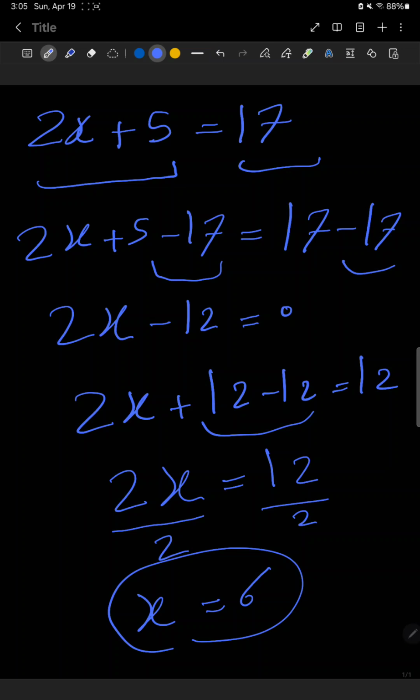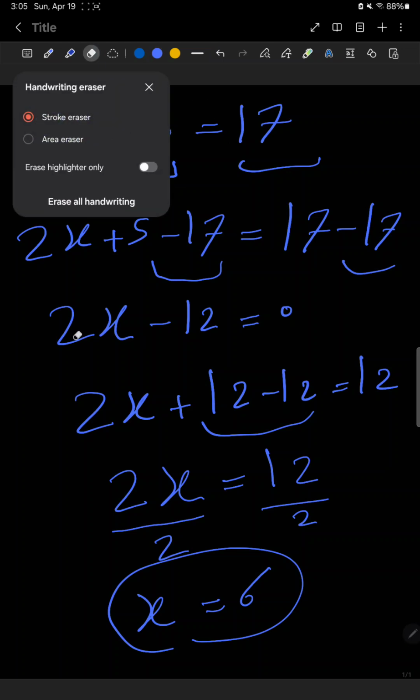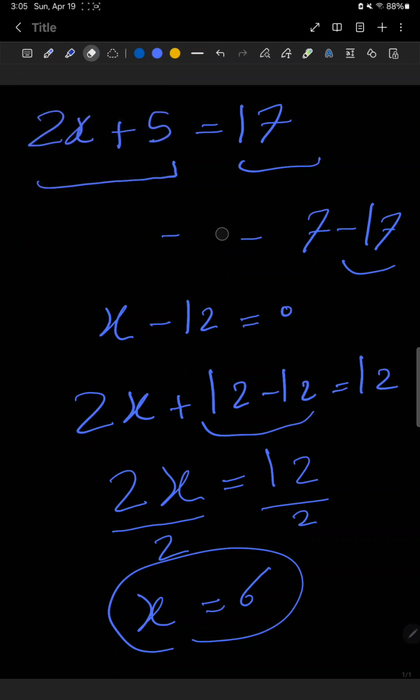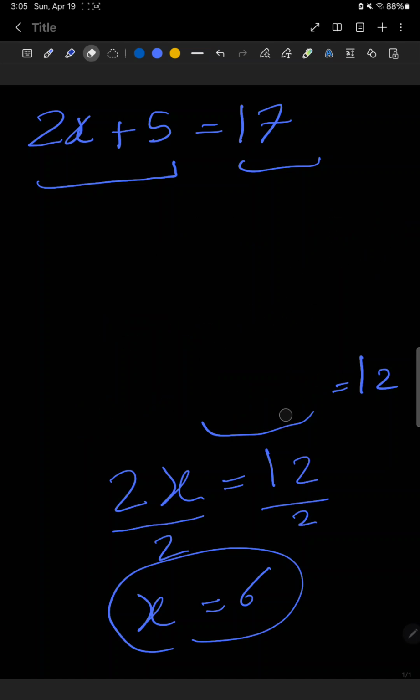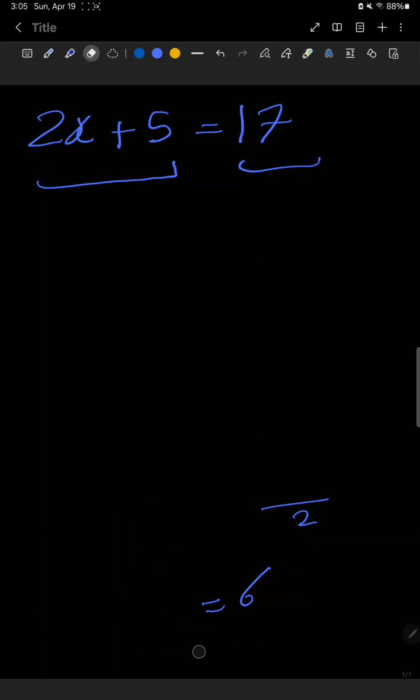So x equals 6. Now, let me tell you how they usually explain it. Usually in school, they don't focus on teaching students these basic skills. In middle school, they told you that if you move a number to the other side, you change its sign.